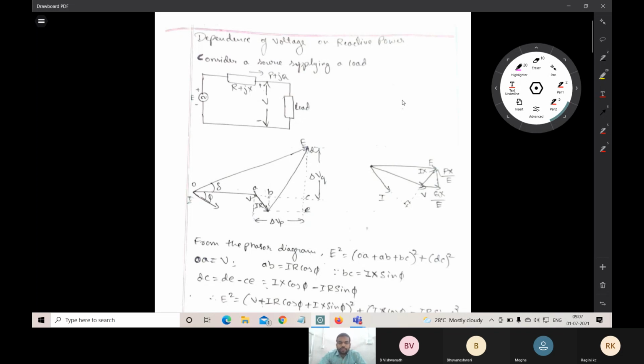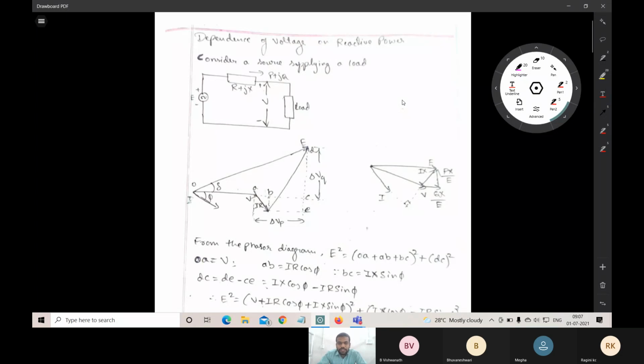In the previous sessions, we were discussing how we need to control reactive power, how we need to manage it, and how we need to improve it. Depending upon the voltage control, we can control the reactive power. Similarly, in order to control the voltage also, we have studied different control techniques. In this session, we are going to study how the voltage is dependent on the reactive power. For that, we will consider one circuit diagram.